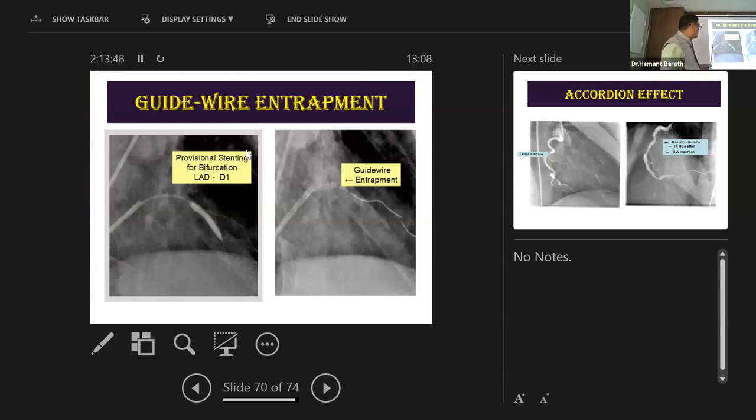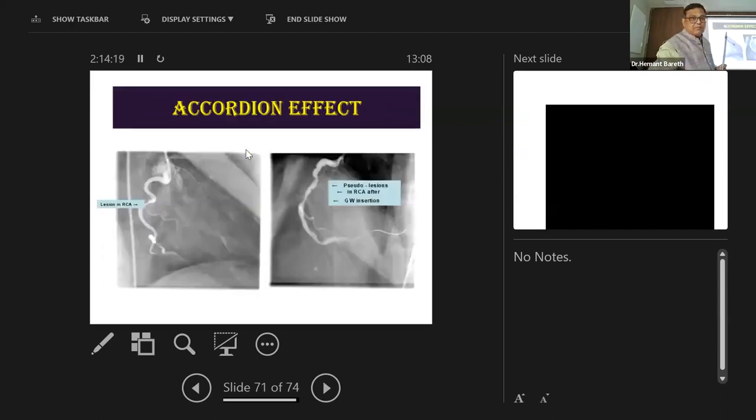Another thing that can happen is, as I said, when you put a polymer wire in the side branch and you stent the main branch doing provisional bifurcation stenting, once you deploy the stent and you try to pull this wire, it is not coming out. And if you pull too much, it might get broken. The polymer may strip off, it can fracture and break and lie inside the side branch, as has happened here. So entrapment can happen. This is something you need to be careful about.